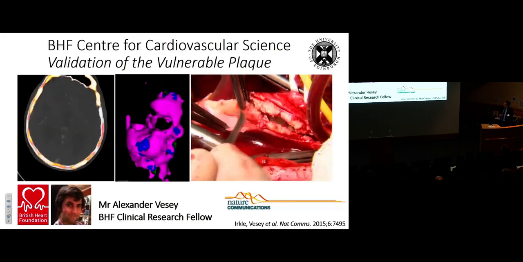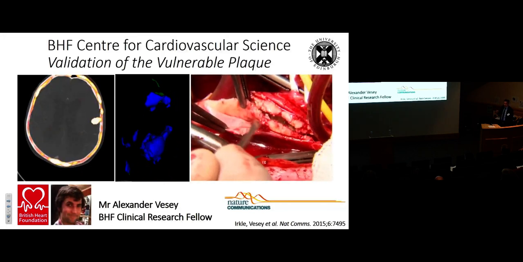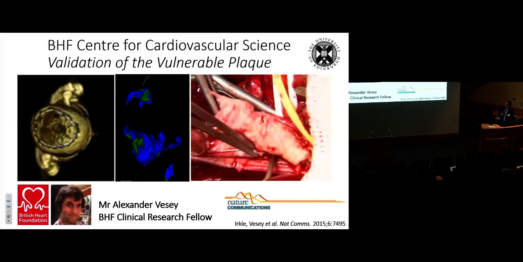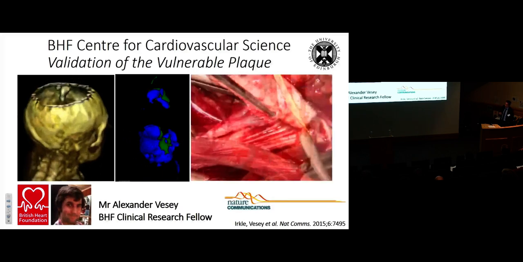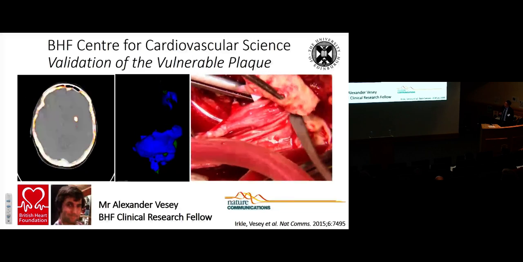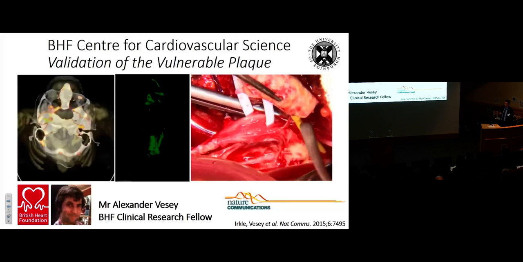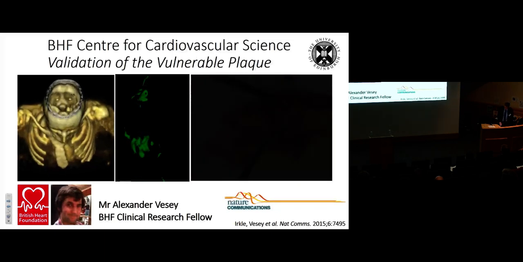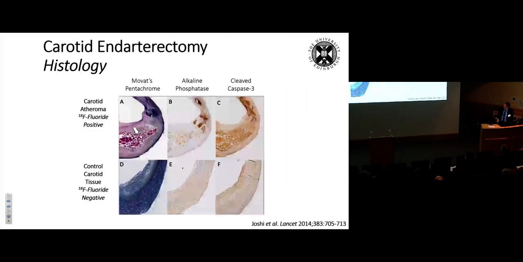You can see beautifully here how you can break down the plaque into components of calcification. Here, the blue is actually the fluoride uptake, and the green is actually fluoride and CT calcification. So we could break down that, and here you can see a stroke patient who was taking part in that. When we looked at the histology under the microscope, we could see that the plaques that lit up with fluoride had necrotic plaque in it, horrible, gooey necrotic plaque, which was clearly very inflamed and vulnerable.